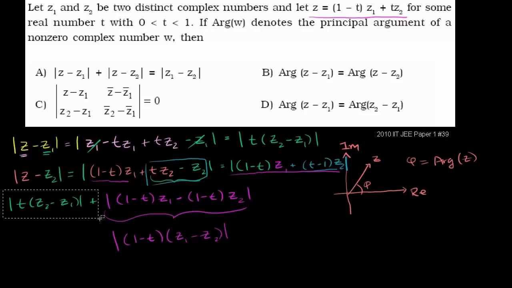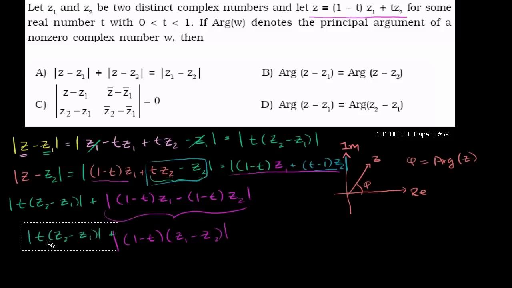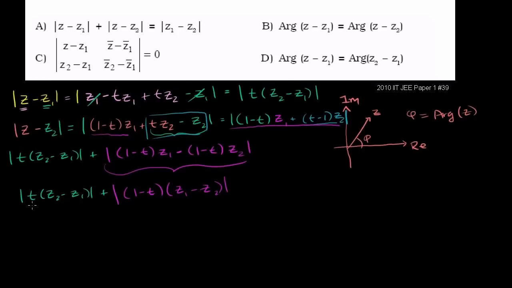So let me copy and paste it. We have this thing plus this thing. This is what expression A has simplified to. Now let's see if we can simplify it even more. So t is just a scalar.